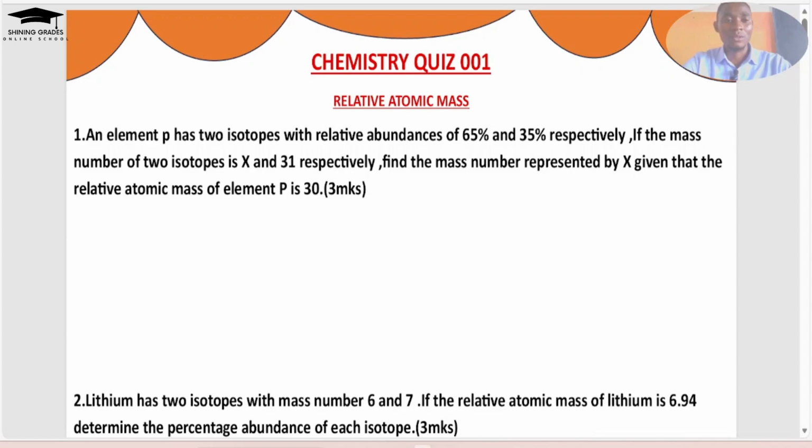Starting with question number 1. An element P has two isotopes with relative abundances of 65% and 35% respectively. If the mass number of the two isotopes is X and 31 respectively, find the mass number represented by X given that the relative atomic mass of element P is 30.